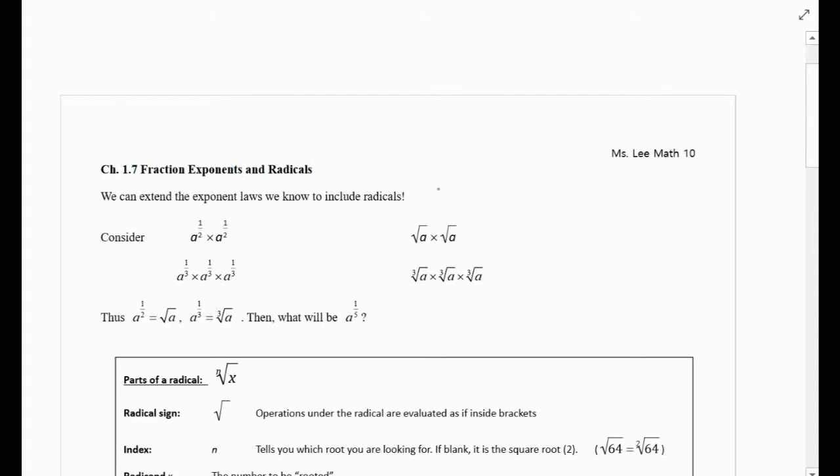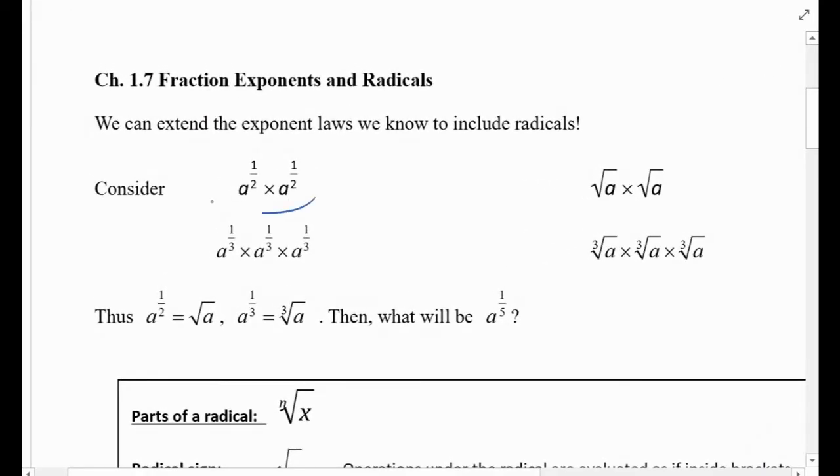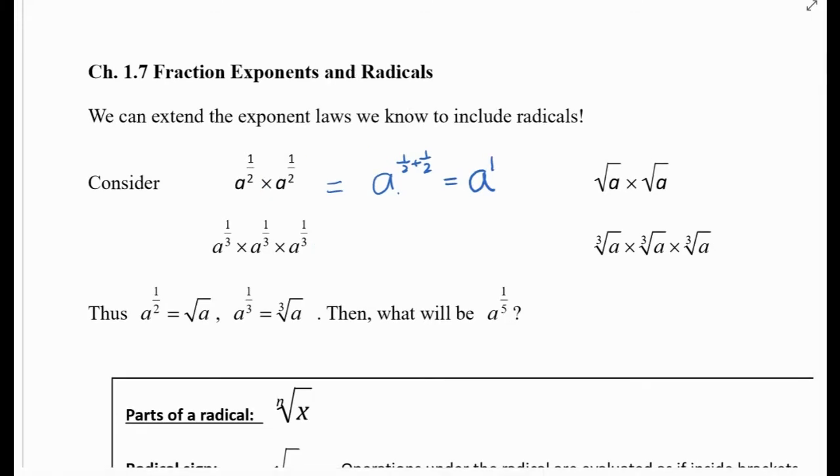Okay, so I want you to look at this. A to the power of 1 over 2 times a to the power of 1 over 2. Power times power, so what do we have to do? 1 over 2 plus 1 over 2. What's half plus half? That is 1. So a to the power of 1 over 2 times a to the power of 1 over 2 is 1. Is that right?